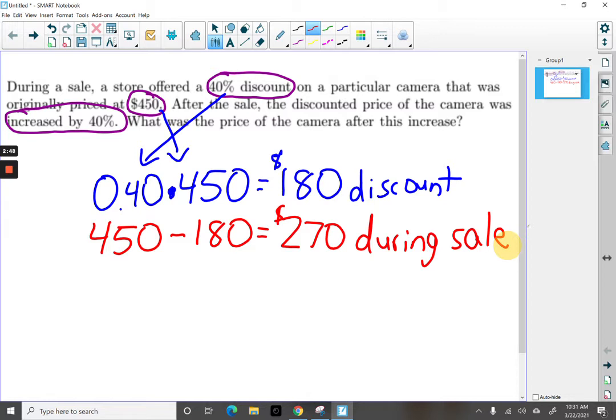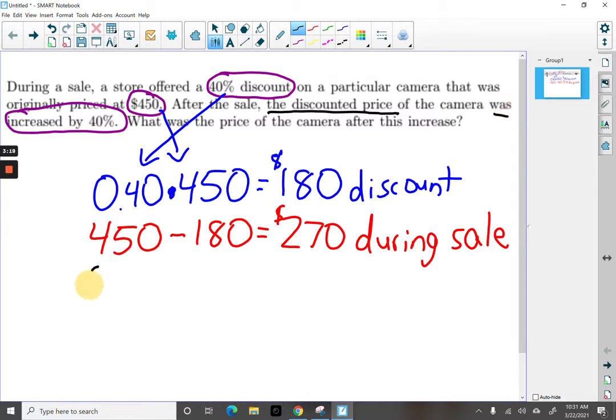Now, there are multiple markups and markdowns in this problem, so we're not just going to stop right here. We also want to increase this by 40%. One thing I cannot do is say we're just going to go back up to 450, because we are increasing this 40% off of the discounted price. It even says that the discounted price was increased by 40%. So we are not using this 450 again.